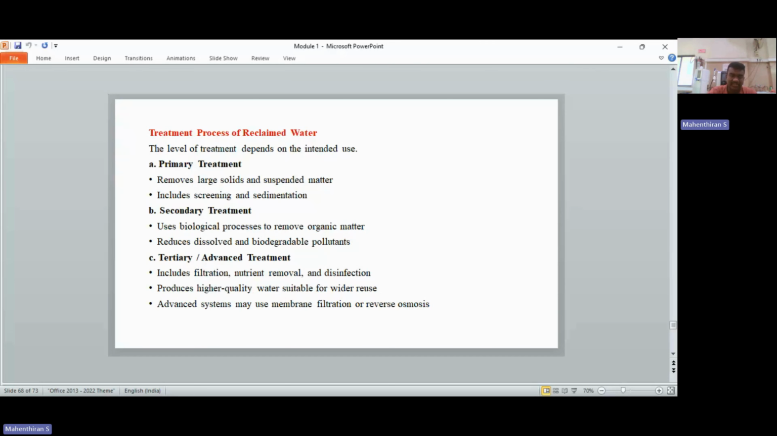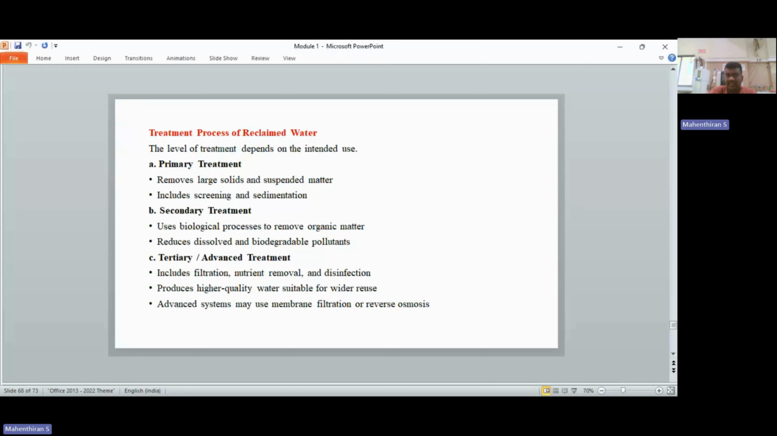Common examples include the activated sludge process and the trickling filters. Now, next we are moving into the advanced or the tertiary treatment. This stage is used when high quality water is required for reuse.